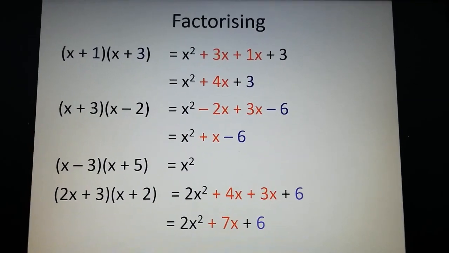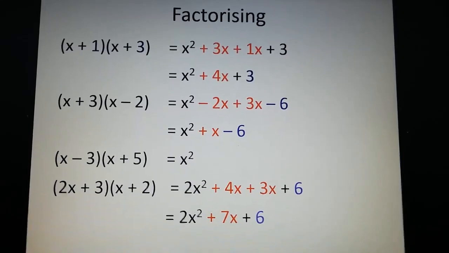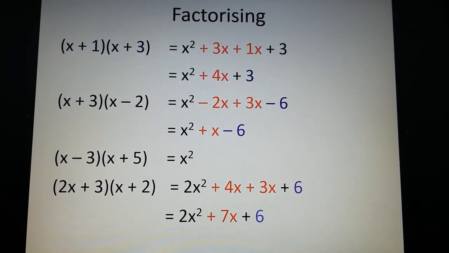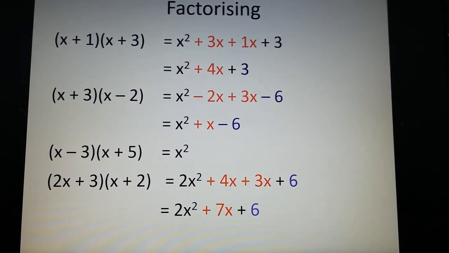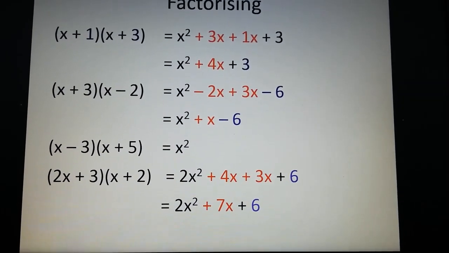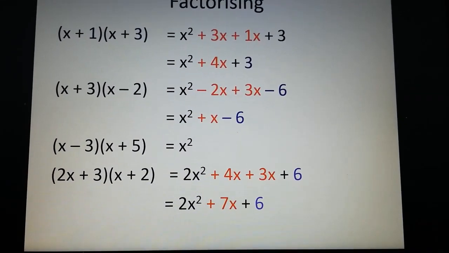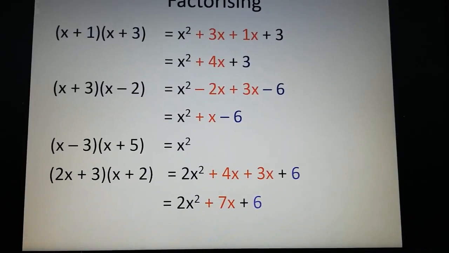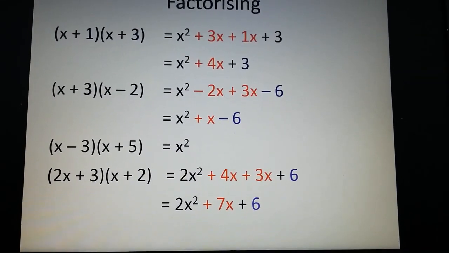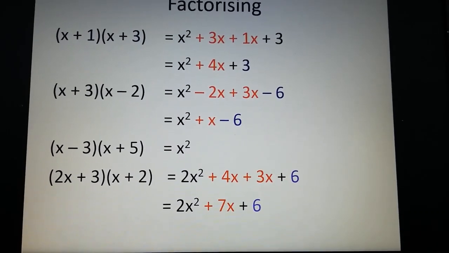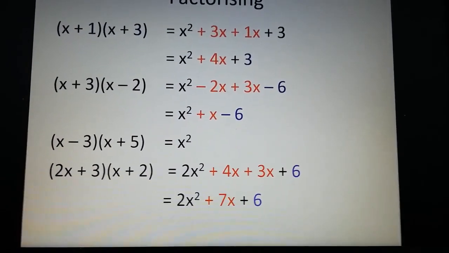So you then have to just try out different combinations. If I did minus 1, add 6, would that give me the 1x in the middle? No. If I did minus 6 and plus 1, that wouldn't work. If I tried minus 3 and plus 2, that would give me minus 1, so that doesn't work. So the answer must be the minus 2 plus 3. So there we get what it factorises to: x plus 3, x minus 2.